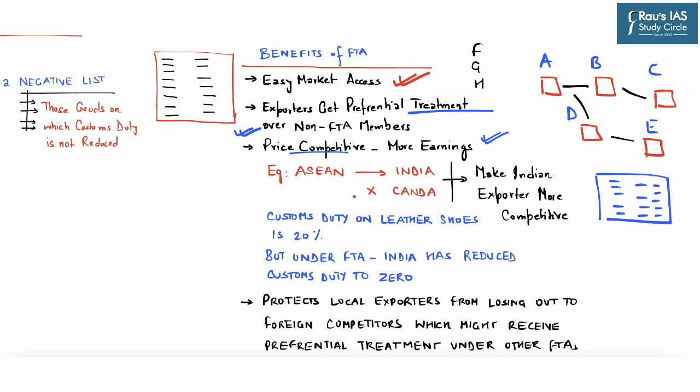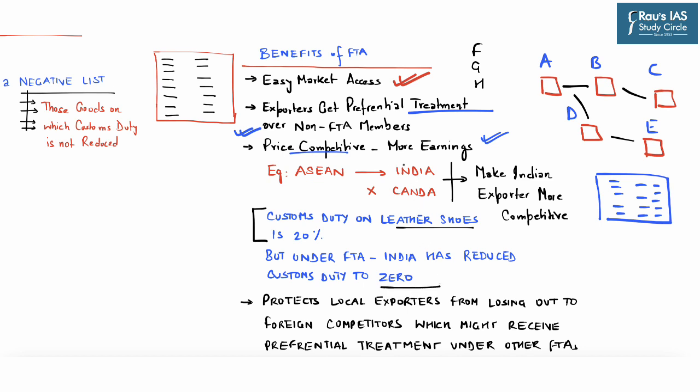Now ASEAN has a free trade agreement with India, but ASEAN does not have a free trade agreement with Canada. So how does this help the Indian exporter? The customs duty on leather shoes is 20%, but since ASEAN has an FTA with India, India has reduced the customs duty on leather shoes to 0.